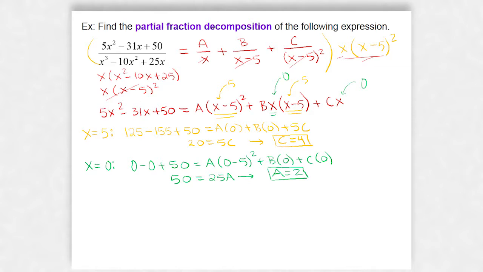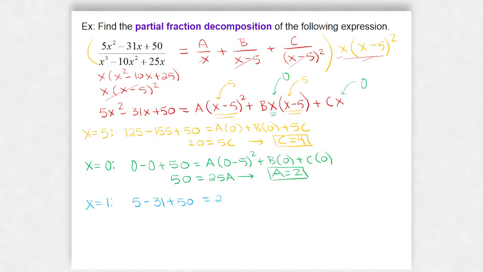So if all I need is b, then I'm going to go ahead and pick any value for x. Now for the last value of x I'll choose x to be 1. I can choose x to be any number, but I know a and I know c. So if I substitute in a is 2 and c is 4, all I need to do is find b. So if x is 1, I have 5 times 1 squared, which is 5, minus 31 times 1, which is 31, plus 50.